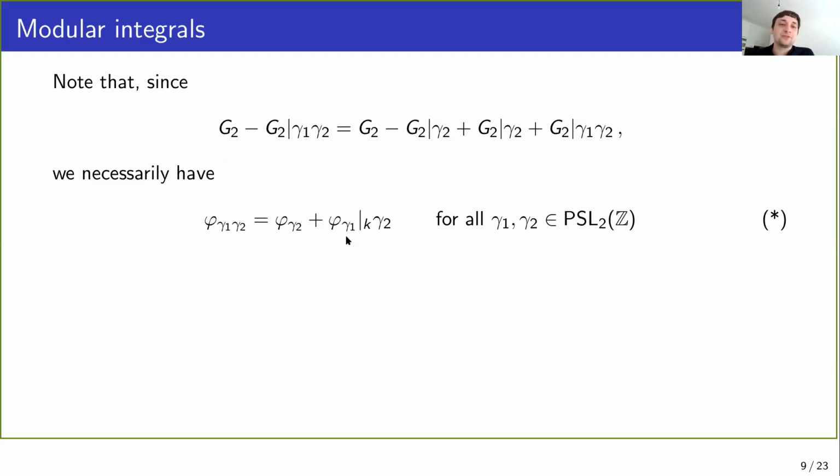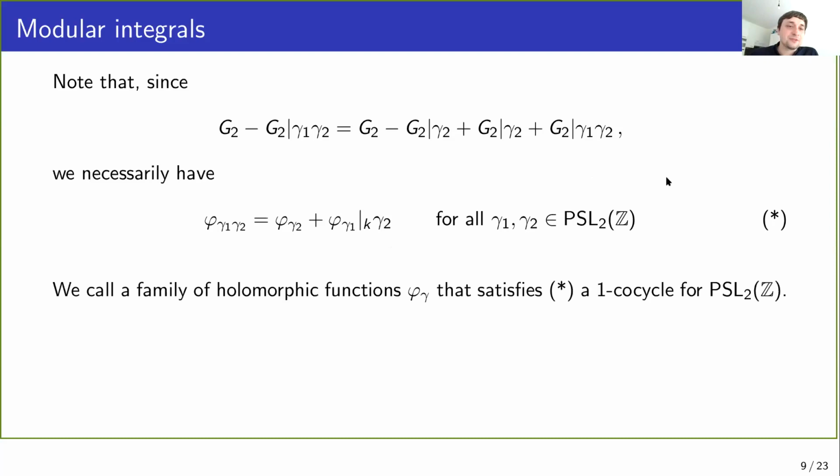So you kind of twist the second. If your action were trivial, it would just be that phi sends the product of gamma 1 and gamma 2 to the sum, but the action is not trivial, so we actually twist it by one of the two group elements. So this is what is called the one cocycle for the group PSL2(Z).